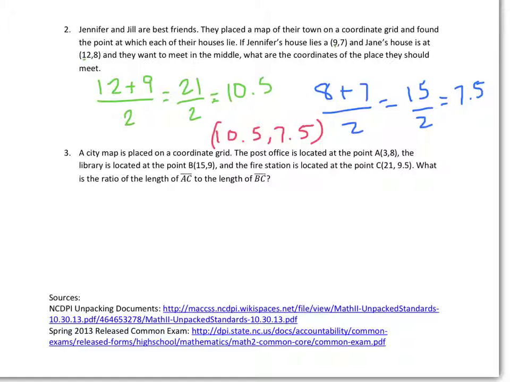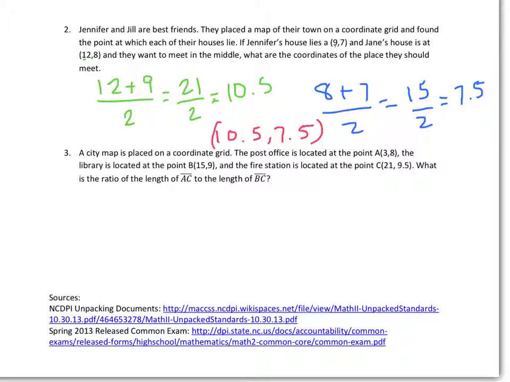A city map is placed on a coordinate grid. The post office is located at point A, which is 3,8. The library is located at point B, which is 15,9, and the fire station is located at point C, which is 21,9.5. What is the ratio of the length of AC to the length of BC?